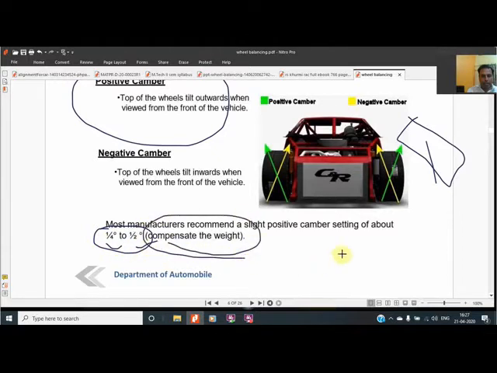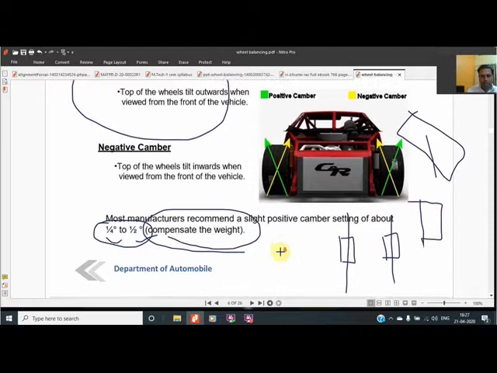I have told you earlier also that when you see loading vehicles or other types of vehicles, these types of camber are given to compensate for the weight, and these tires used to get straight when the load is given. Means they become vertical when the load is given.